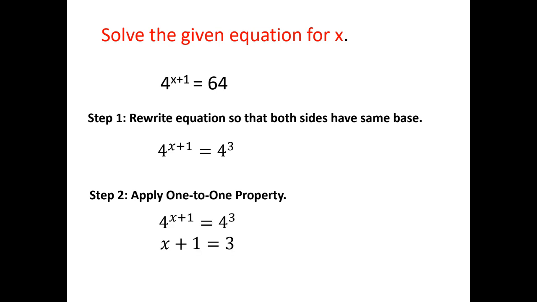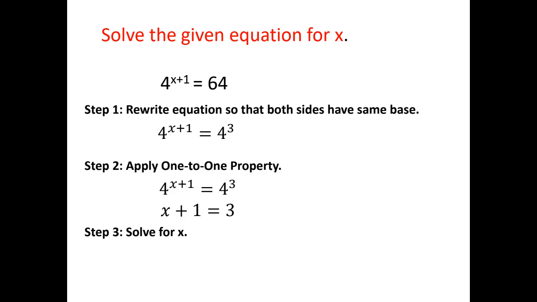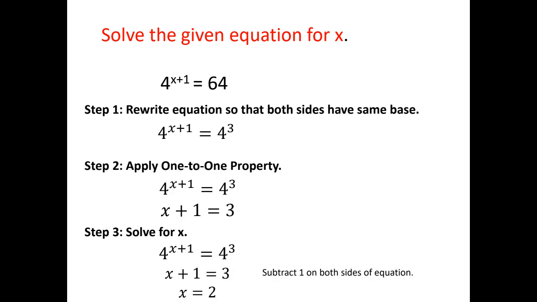So my exponents are x plus 1 is equal to 3. And then I have to solve for x. So to solve for x, I'm going to subtract 1 on both sides. So 3 minus 1 is 2. Okay. All right.